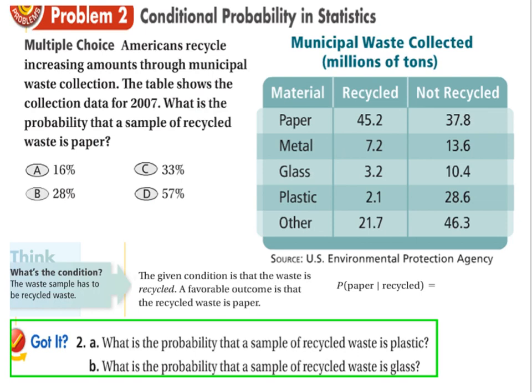So that's where we have to consider what the condition is. Well, the probability that the sample of recycled waste is paper. So they're telling us the condition is that it's recycled. So we are looking at just that column, and the question is, what's the chance that, if it's recycled, it's paper? Again, we'll want to have the totals for those different rows and columns, so I'll go ahead and fill those in.